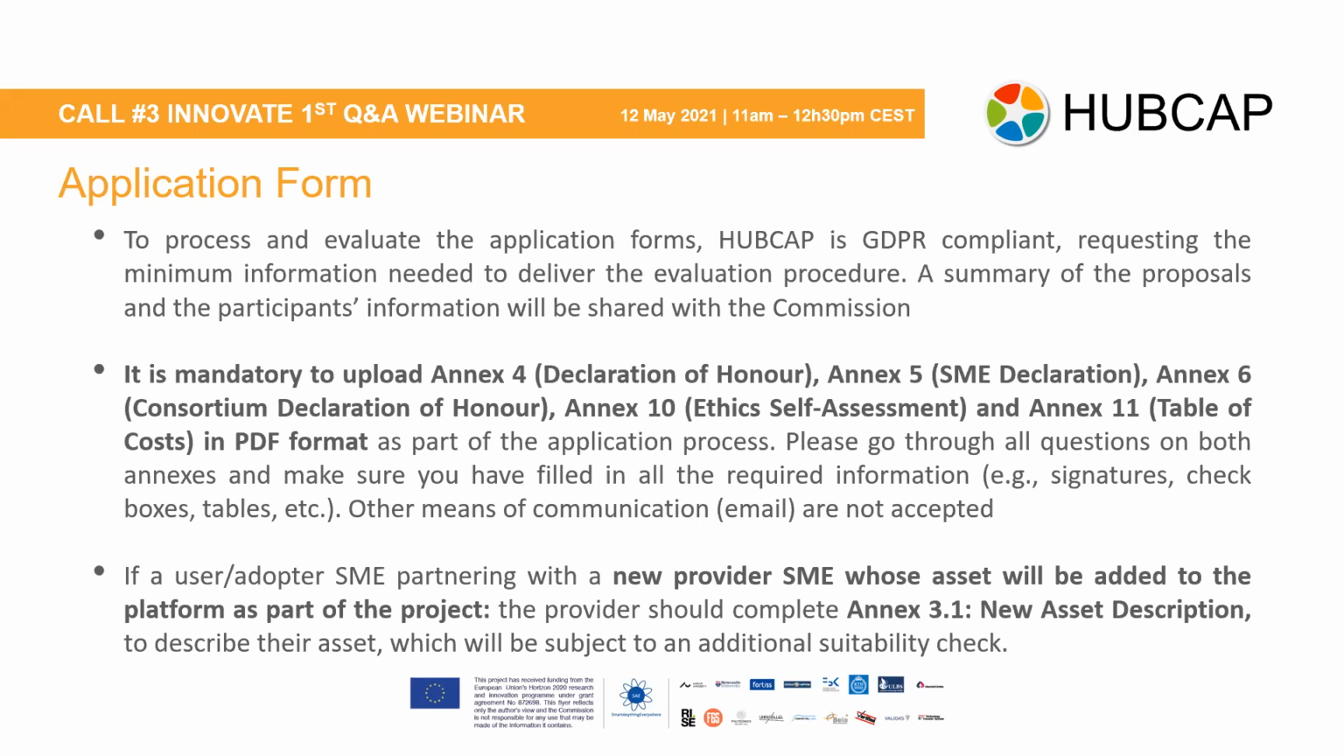So you have Annex 4, the Declaration of Honor, and Annex 5, the SME declaration. And these two documents need to be uploaded by each member of the consortium. Then you have the Annex 6, your consortium declaration of honor, that needs to be properly filled and signed by all the members of the consortium. And then you have the ATIC self-assessment and the table of costs, where you justify your budget.